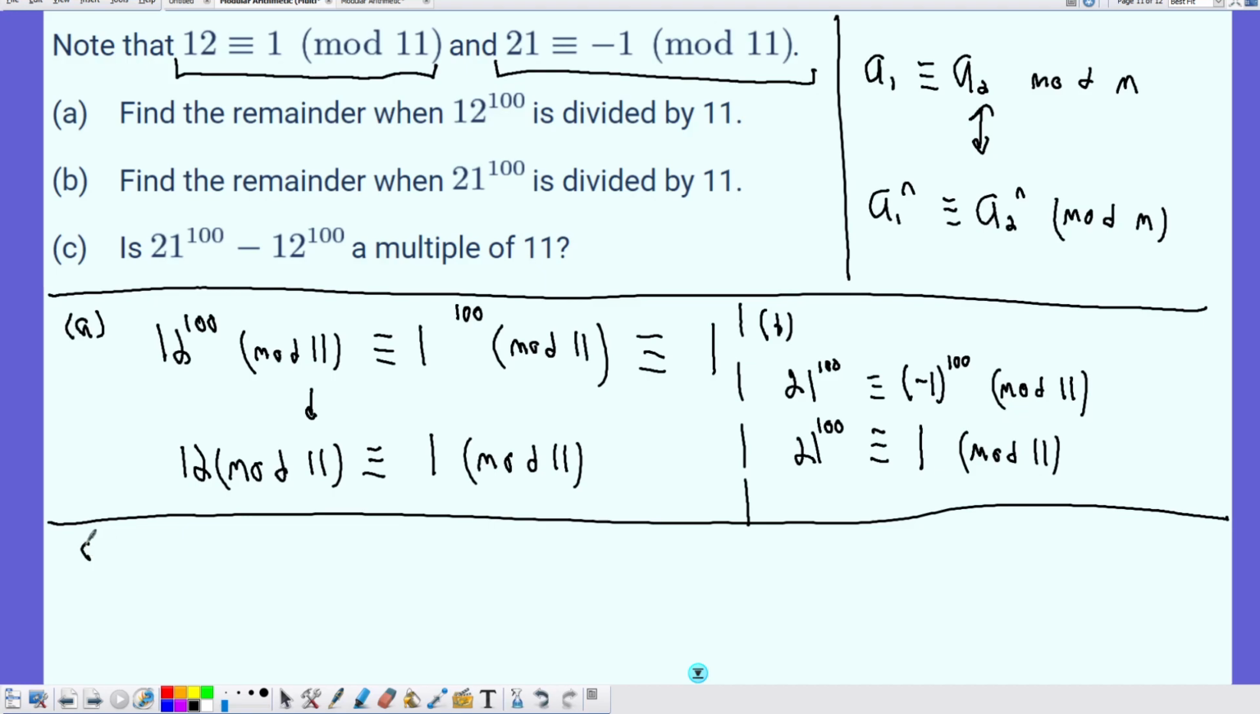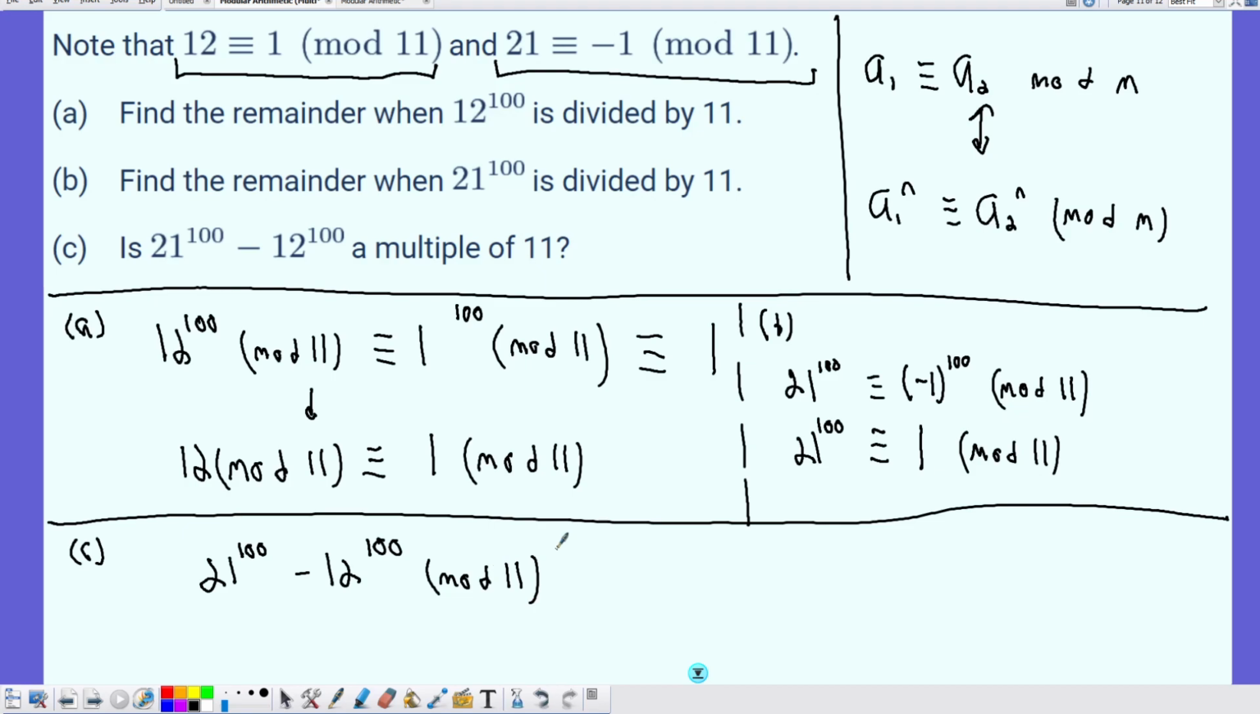Finally, part C is 21 to the 100th power minus 12 to the 100th power. Is that a multiple of 11? So I want to find out if this mod 11 is 0. Because if the remainder is 0, it must be a multiple.